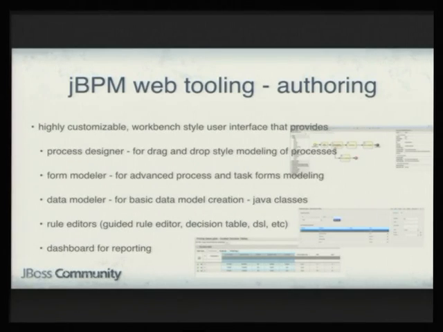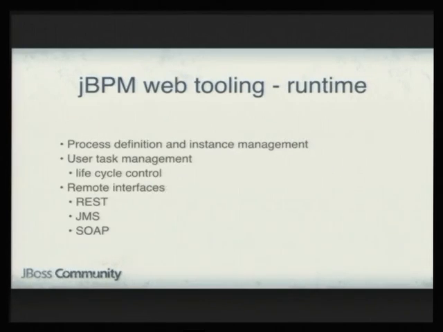When we would like to deploy that automatically to runtime as well, it can be done from within the authoring perspective. So once we are done with authoring tasks, we can just build and deploy, and that will make our assets available for execution. And then when looking at the execution, we have the process definition and instance management. So this is where we see our processes that are deployed and that can be executed.